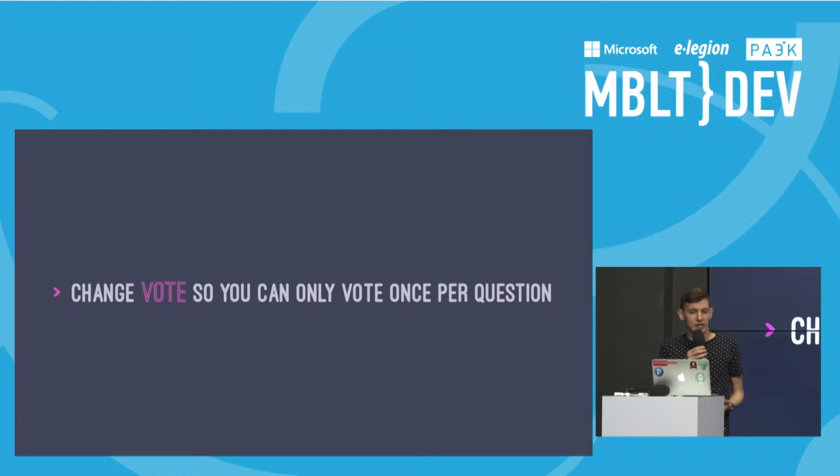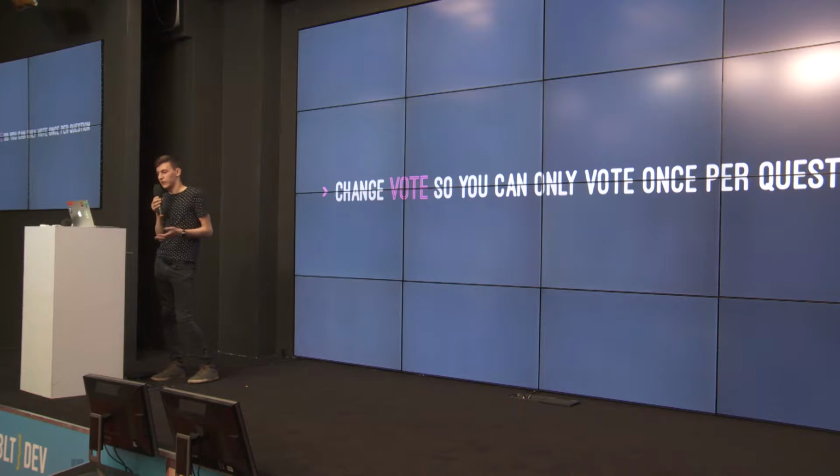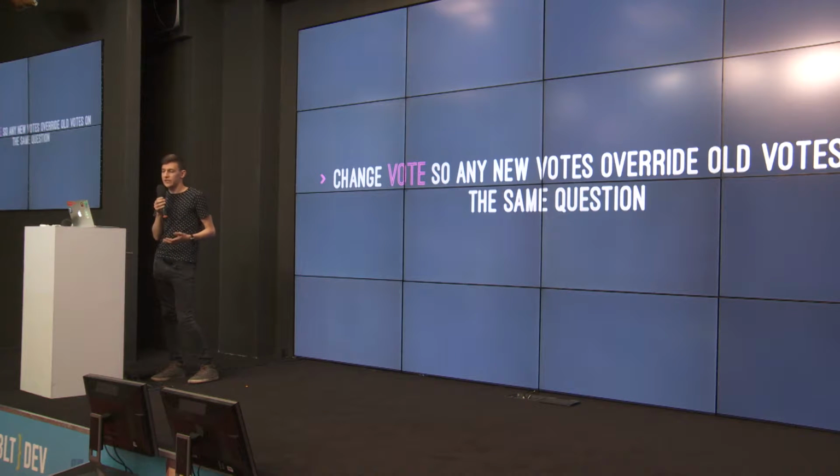Or perhaps we want to change it so when you hit vote on a choice, you can only do that once per question, because currently you can vote as many times as you want. Or perhaps you want to change vote so any new votes override old votes on a question. So if you change your choice, it will remove the old vote and add the new vote.